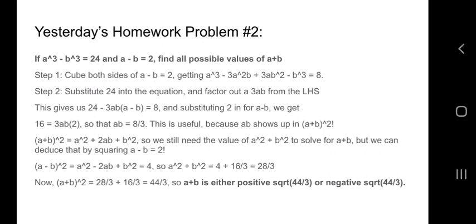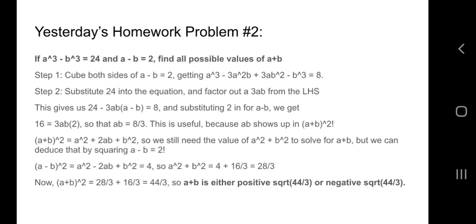Okay? And of course, we know what ab is equal to. ab, we just found out, was equal to 8/3. So we have a minus 2ab, so minus 2 times 8/3, that's minus 16/3. So if we add 16/3 to both sides, then we'll get a squared plus b squared by itself. And 4 was on the right side, and then when we added 16/3, we got to add 16/3 to 4.